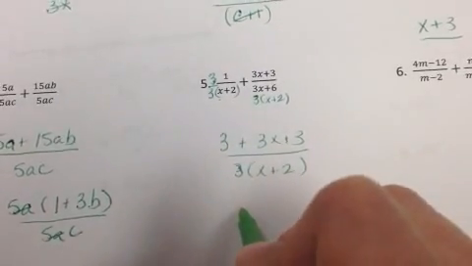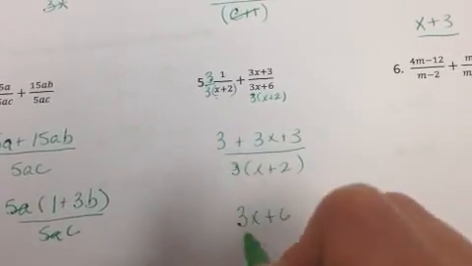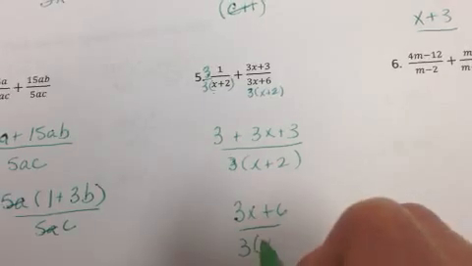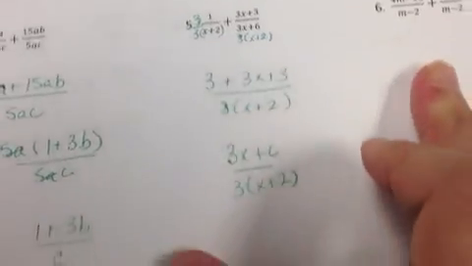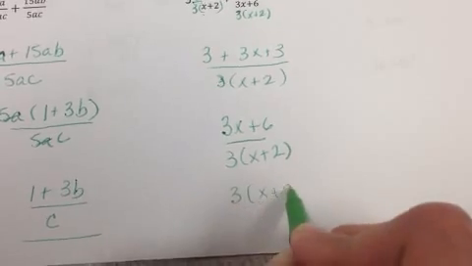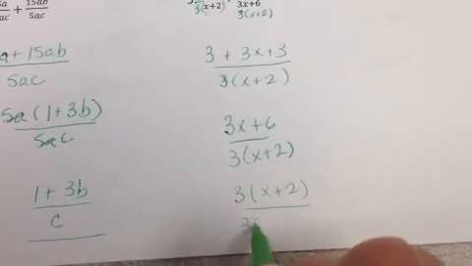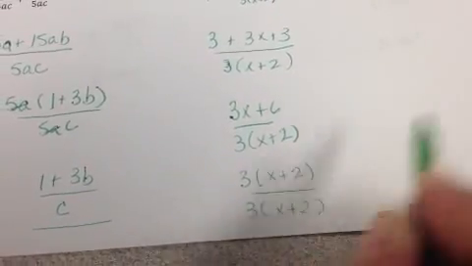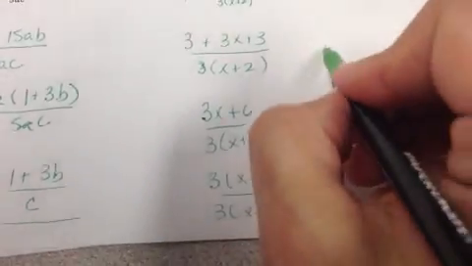Combine my like terms in the numerator. That's 3x + 6. And what's common here is a 3, so when I take out that 3, I have the same thing in the numerator as I do in the denominator. So I can simplify all that to 1.